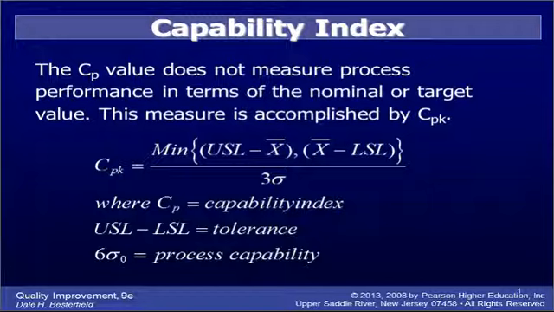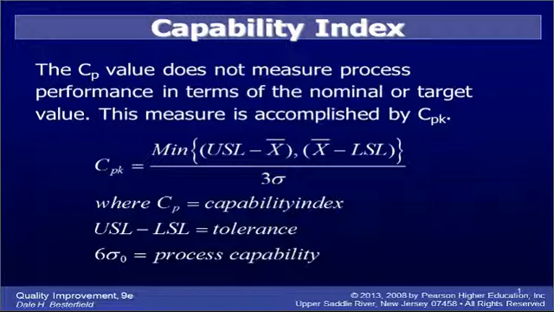This video talks about the capability index CPK. As we know, the CP value does not measure the process performance in terms of the nominal or target value. That means the CP value does not consider the shifting of the center of our process. The other measure that considers this shifting effect is called CPK.